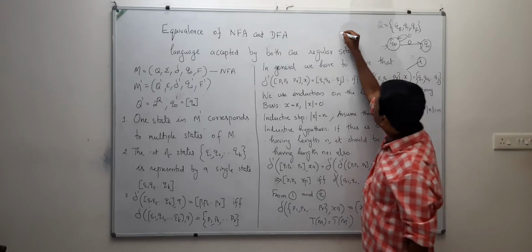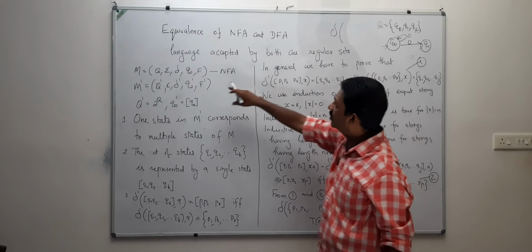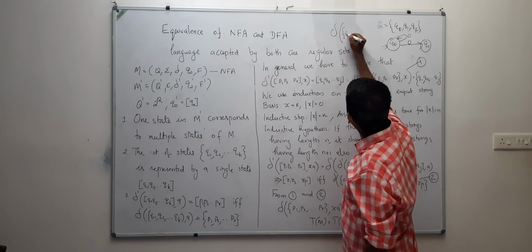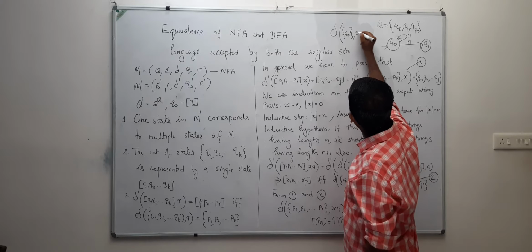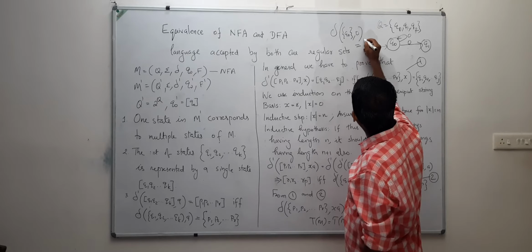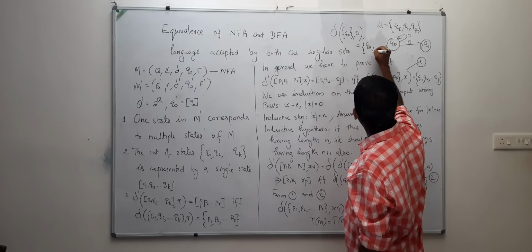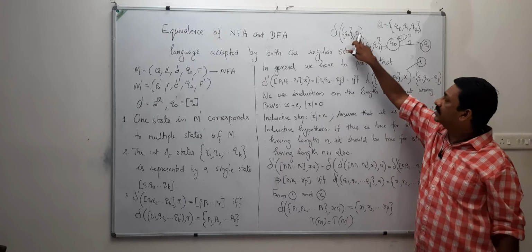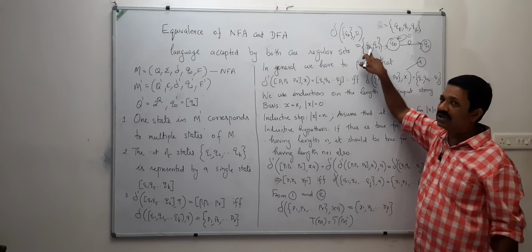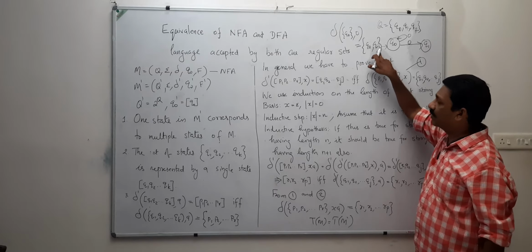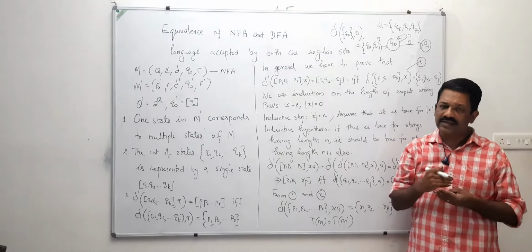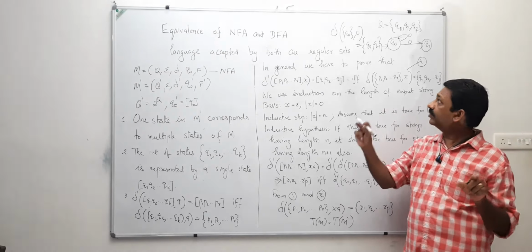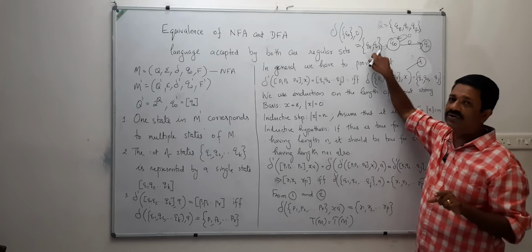That means the original delta of Q0 upon reading 0, what will happen? It is equal to the set {Q0, Q1}. That means Q0 upon reading 0 can either stay in the same state Q0 or switch to Q1. So Q0 upon reading a 0, in the NFA there are two controls. One is going to Q0 and the other is going to Q1.